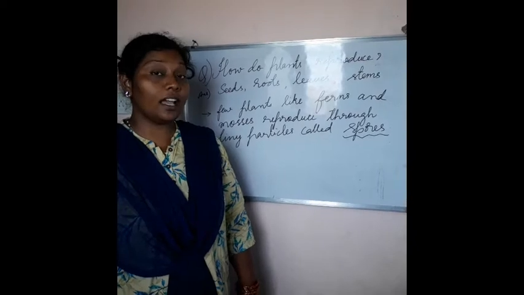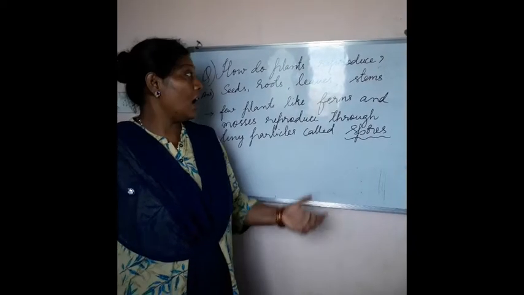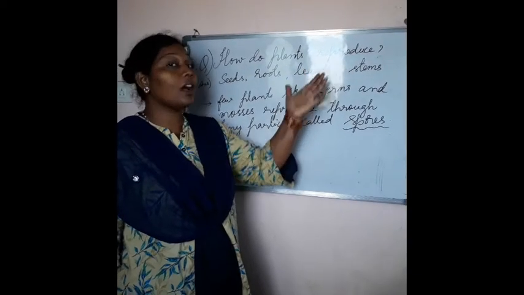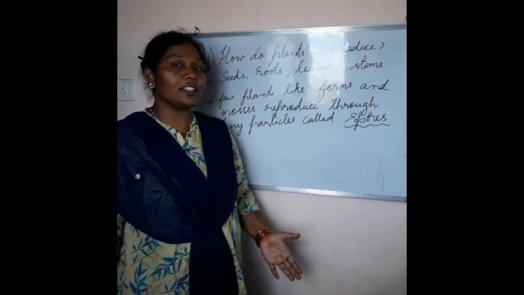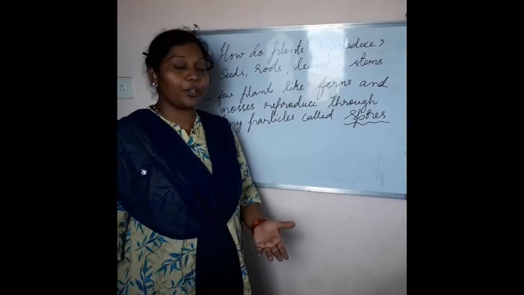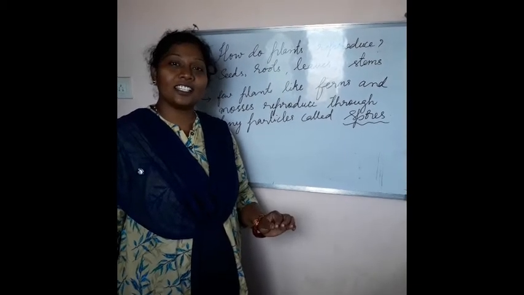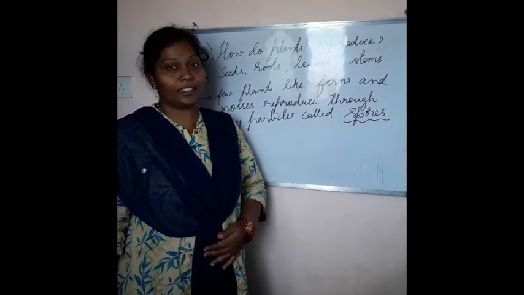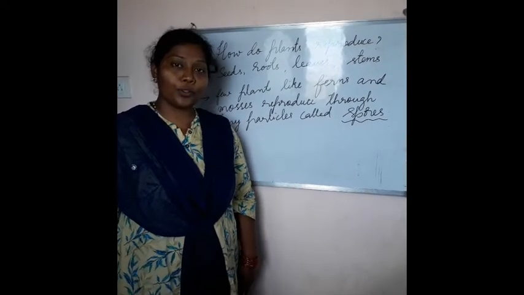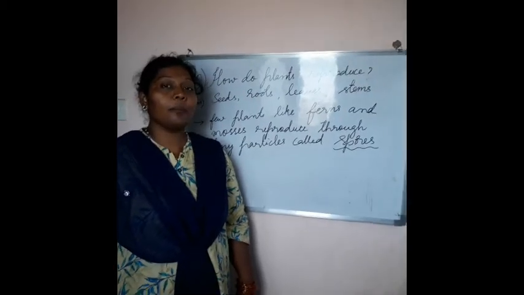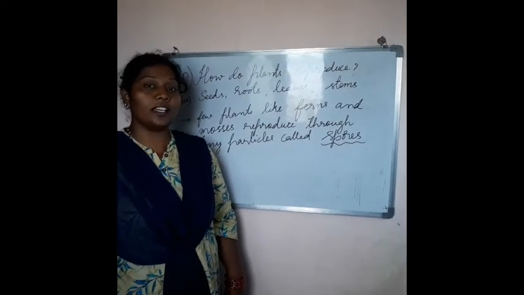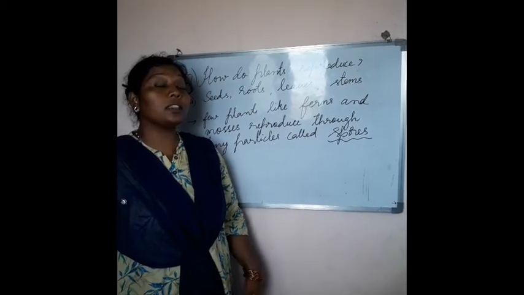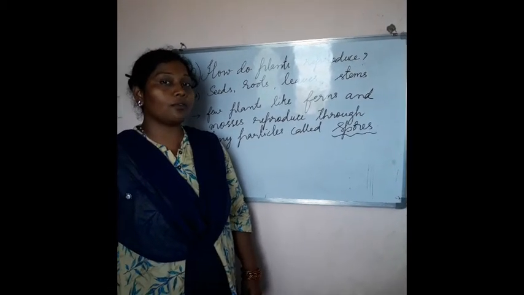Now, children, I have a question for you. How do plants reproduce? How do plants reproduce, children? Plants reproduce through seeds. This is the basic method of reproduction. You know that, yes? The plants reproduce through seeds. But not only through seeds, the plants can also reproduce by other body parts of the plant.